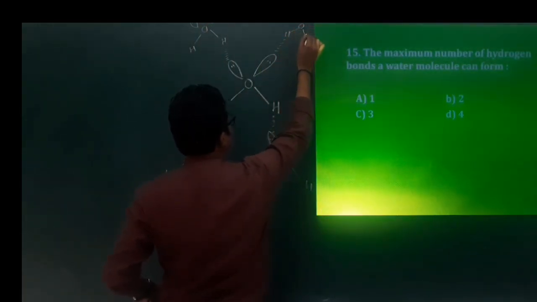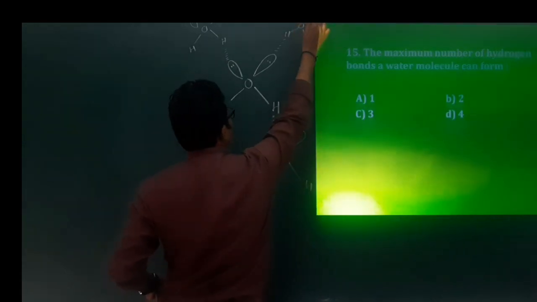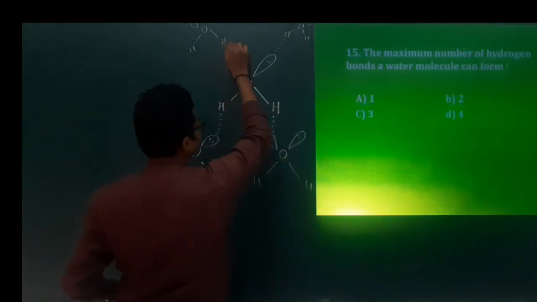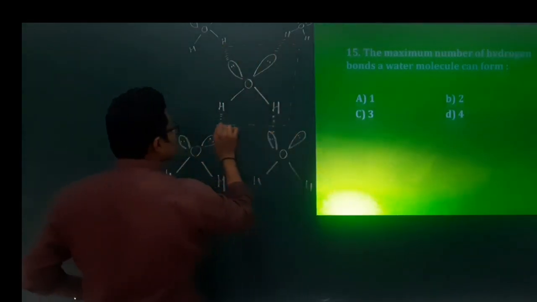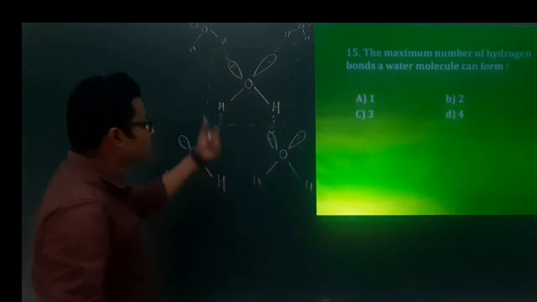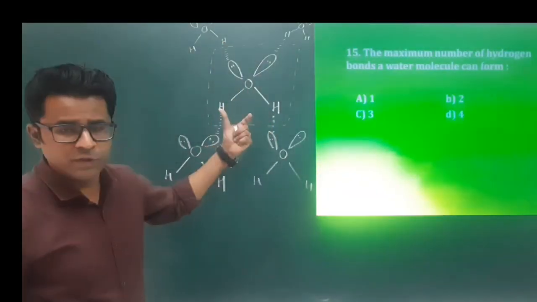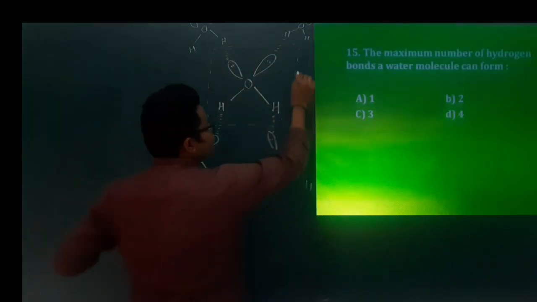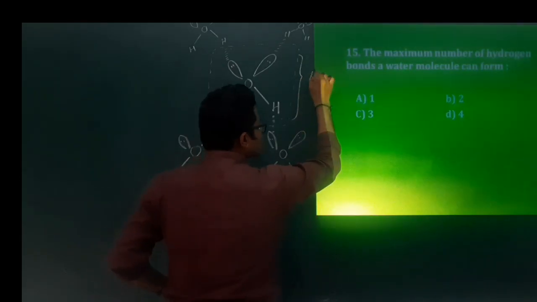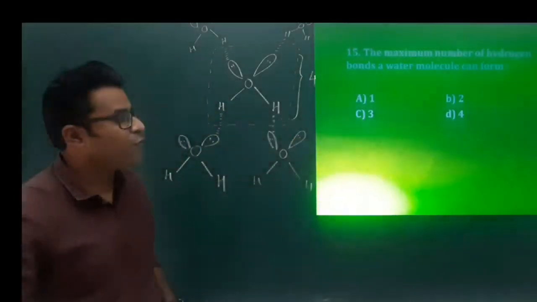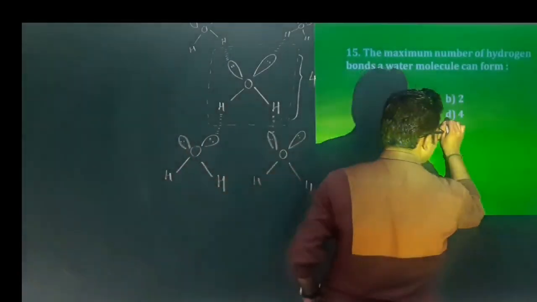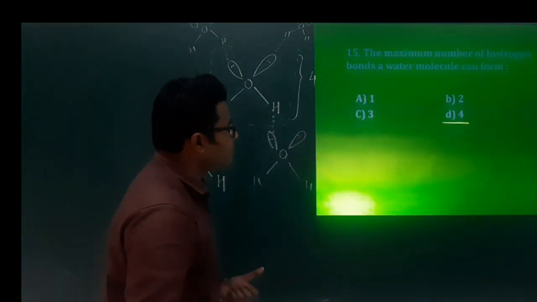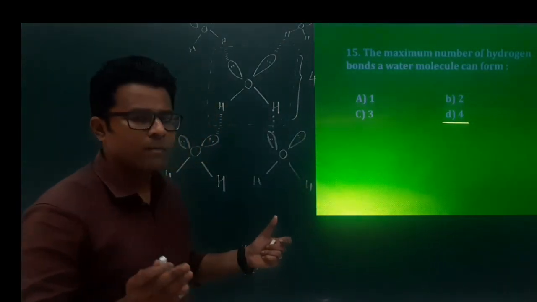So, if I take into consideration one water molecule, the number of hydrogen bonds that one water molecule is going to form is 1, 2, 3, 4. So the total number of hydrogen bonds formed is 4. We need to observe things carefully before answering them. So here the maximum number of hydrogen bonds a water molecule can form is 4.